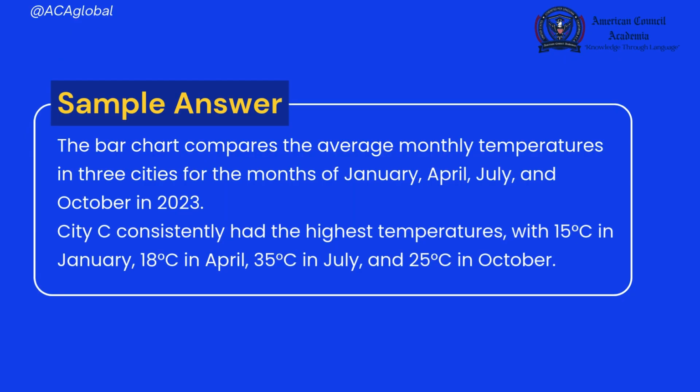Sample answer. The bar chart compares the average monthly temperatures in 3 cities for the months of January, April, July, and October in 2023. City C consistently had the highest temperatures, with 15 degrees Celsius in January, 18 degrees Celsius in April, 35 degrees Celsius in July, and 25 degrees Celsius in October.